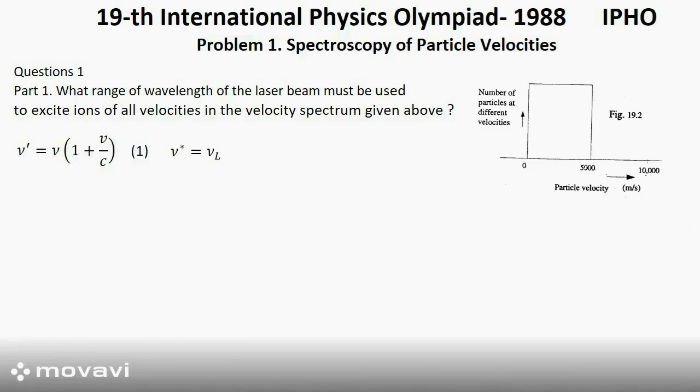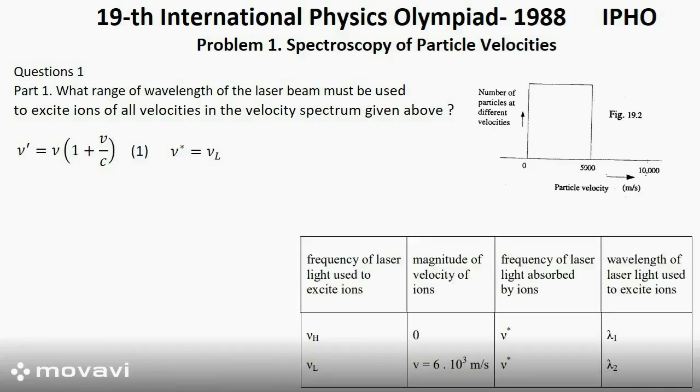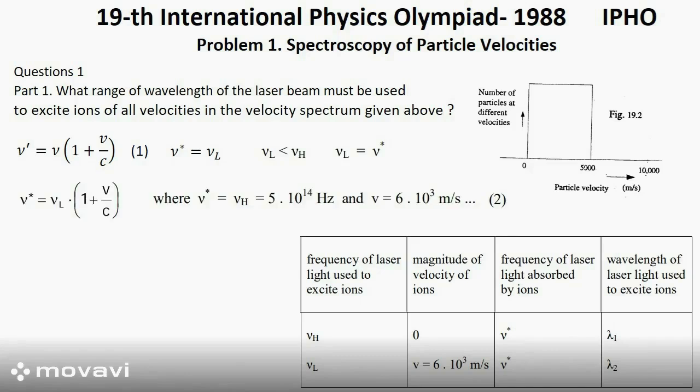Let nu star be the frequency absorbed by an ion, characteristic of individual ions, and nu L be the frequency of the laser light used to excite an ion at rest, hence nu star equals nu L. For a moving ion, the frequency used to excite ions must be lower than nu star. Let nu H be the frequency used to excite the moving ion. When no accelerating voltage is applied, we have the next table. Here nu L is less than nu H, nu L equals nu star. Calculation of frequency nu H absorbed by moving ions is represented in formula 2.